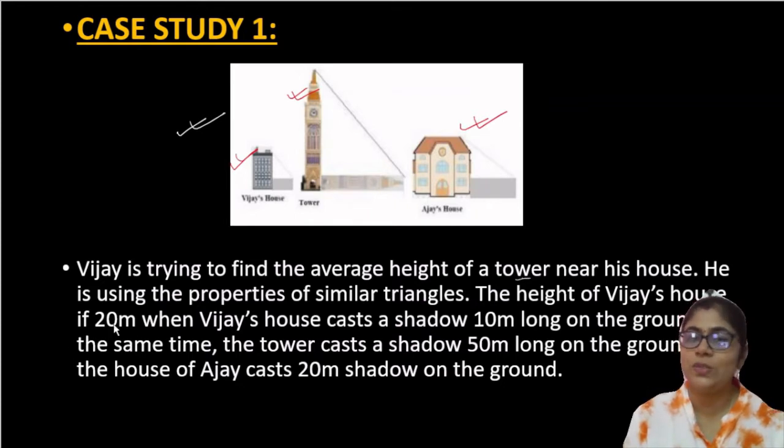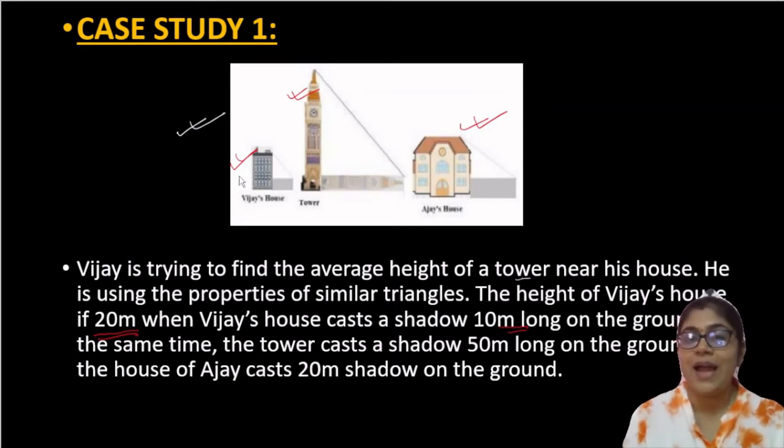He is using the properties of similar triangles. The height of Vijay's house is 20 meter. When Vijay's house casts a shadow 10 meter long on the ground, at the same time, the tower casts a shadow of 50 meter long on the ground and house of Ajay casts 20 meter shadow on the ground.